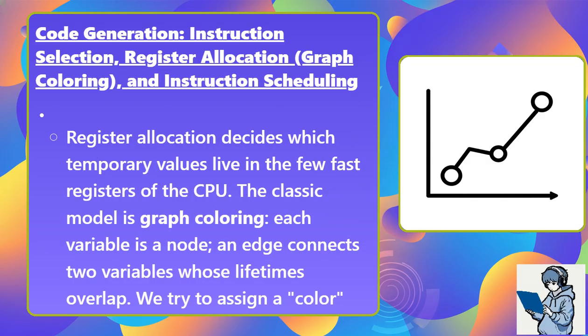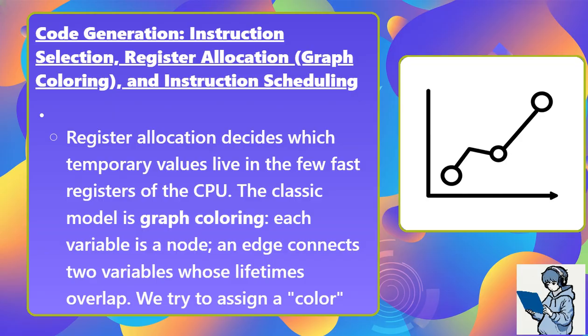Register allocation decides which temporary values live in the few fast registers of the CPU. The classic model is graph coloring. Each variable is a node. An edge connects 2 variables whose lifetimes overlap. We try to assign a color (register) to each node so that no adjacent nodes share the same color. When we run out of colors, we spill some values to memory, like putting toys in a box when the shelf is full.